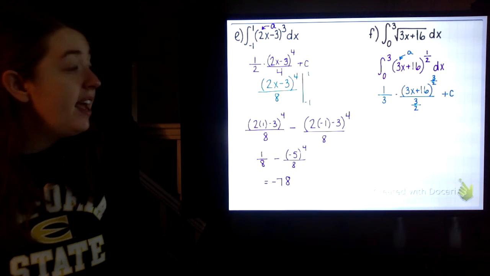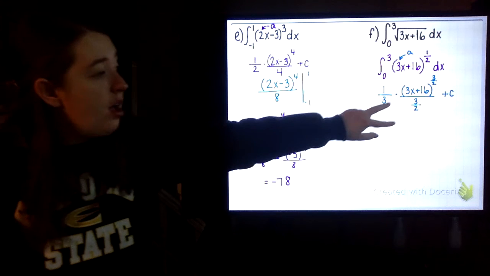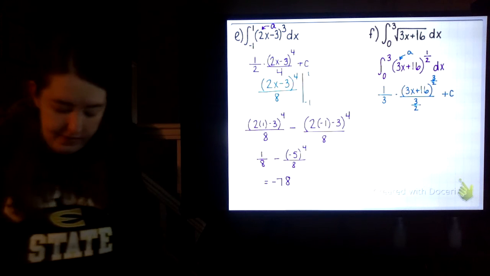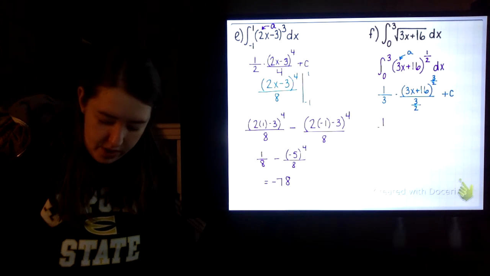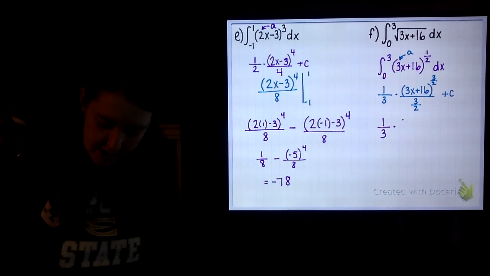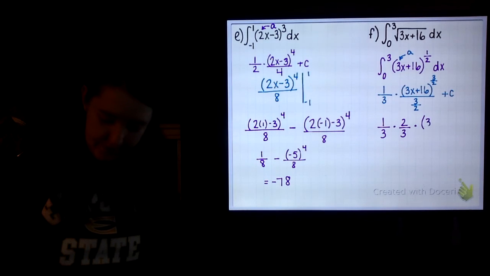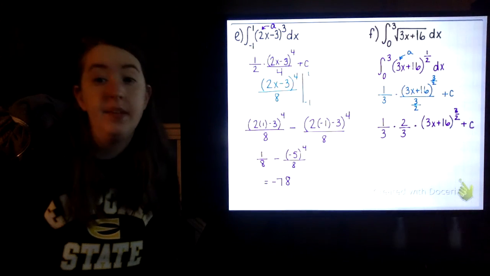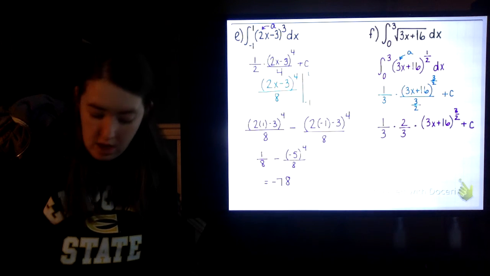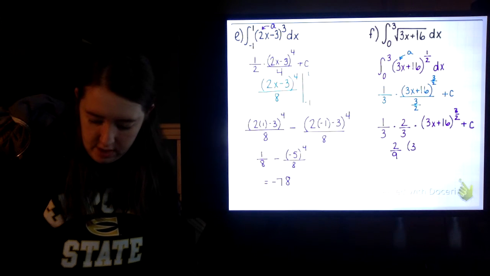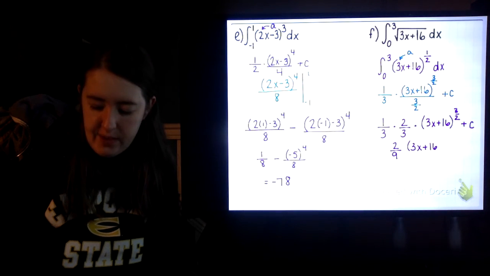So now I'm going to go ahead and clean it up a little bit. I need to multiply by the reciprocal since I'm dividing my fraction, so I'm going to flip it over. So I have 1/3 times 2/3 times (3x plus 16) to the 3/2 power plus c. And then I'll clean it up a little bit more. I'll get 2/9 (3x plus 16) to the 3/2 power.